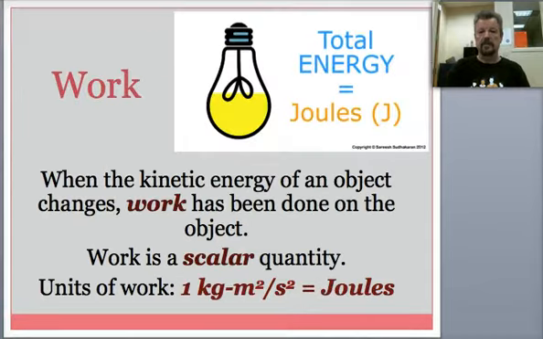When the kinetic energy of an object changes, work has been done on that object. It is considered a scalar quantity. The units are 1 kilogram meter squared over second squared, or a joule.